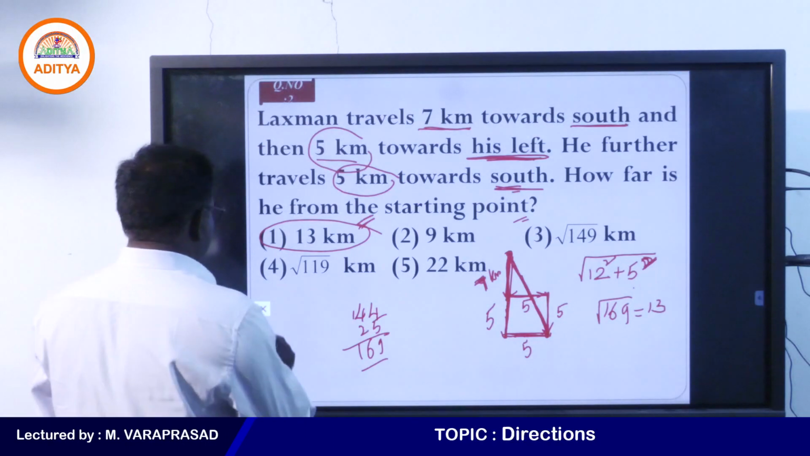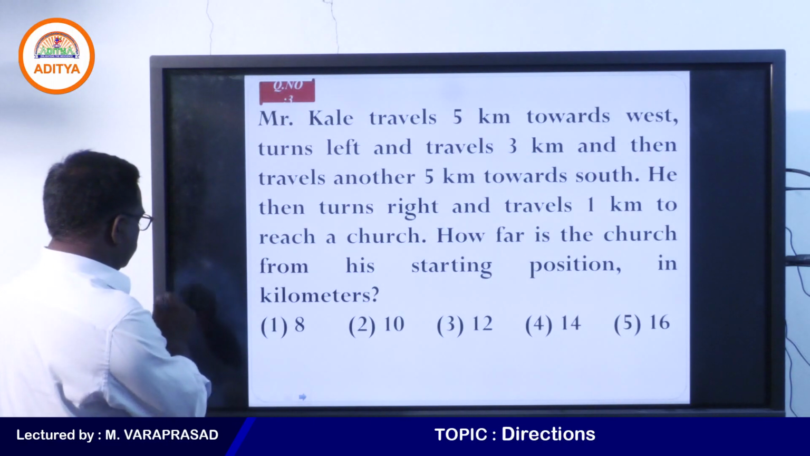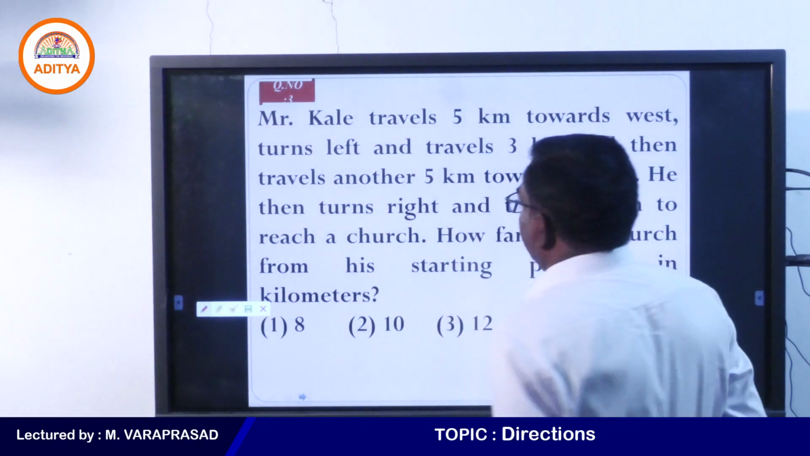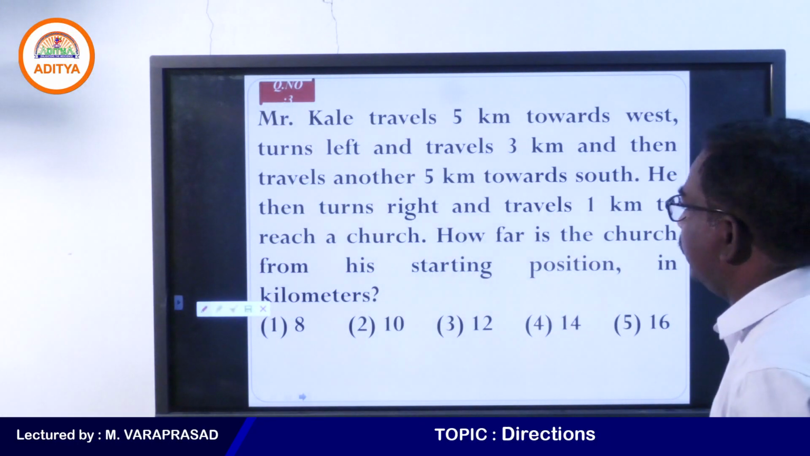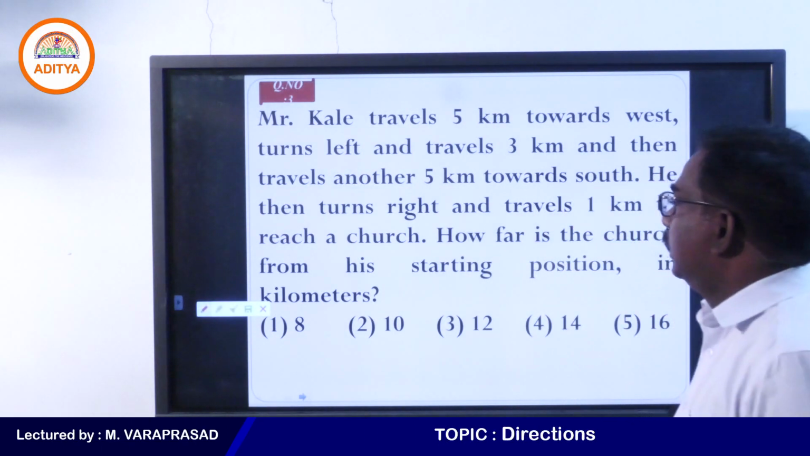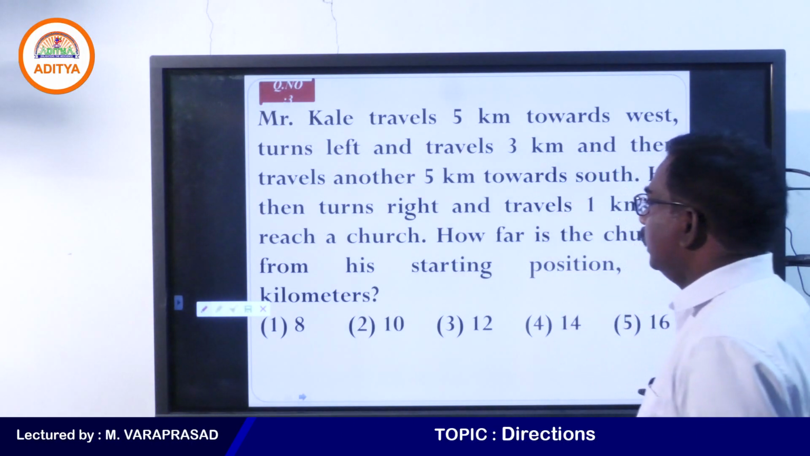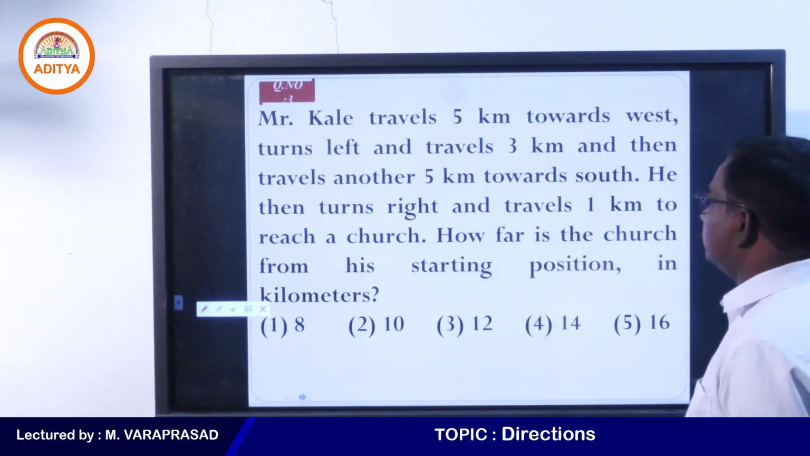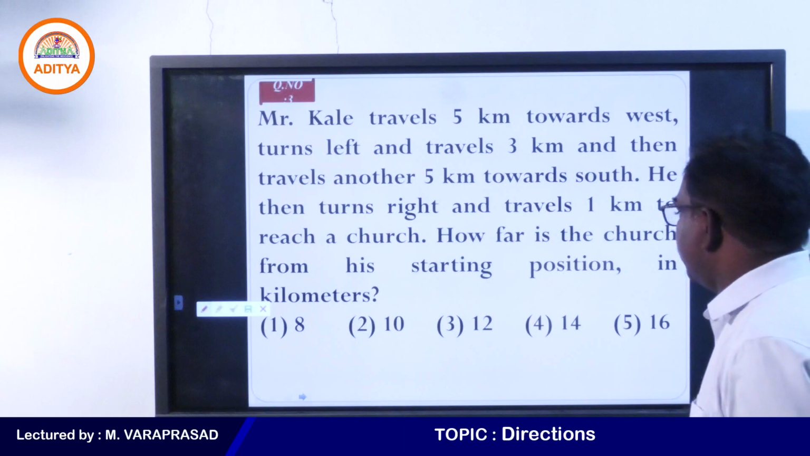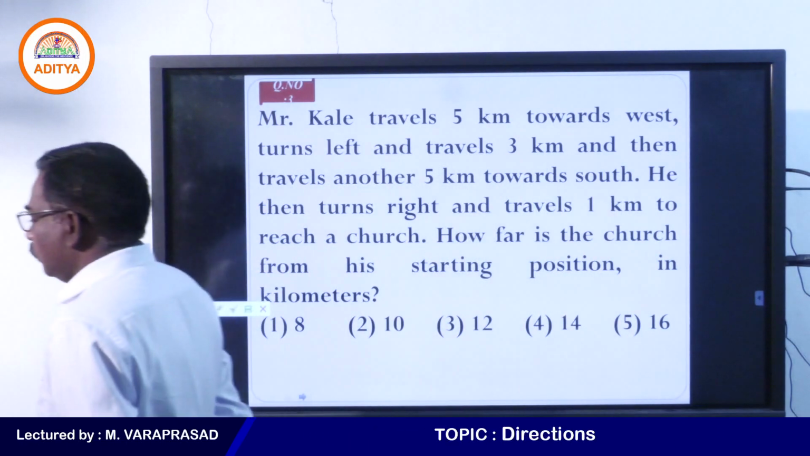One more example. I'm writing on the board. See what is given here. Mr. Khale travels 5 kilometers towards west, turns left and travels 3 kilometers and then travels another 5 kilometers towards south. He then turns right and travels 1 kilometer to reach a church. How far is the church from his starting position in kilometers? Yes, my students, what answer will you get here?